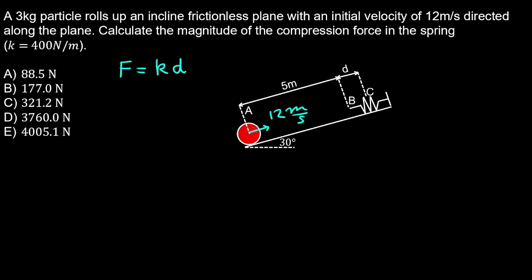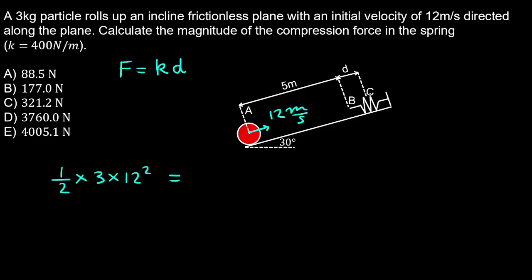And using a conservation of energy between points A and C, we have the initial kinetic energy of the particle, which is 1/2 by the mass by the square of the speed. And we'll take the reference potential energy at point A. And here we don't have any non-conservative forces because it's a frictionless plane. So this is equal to the total energy at point C.